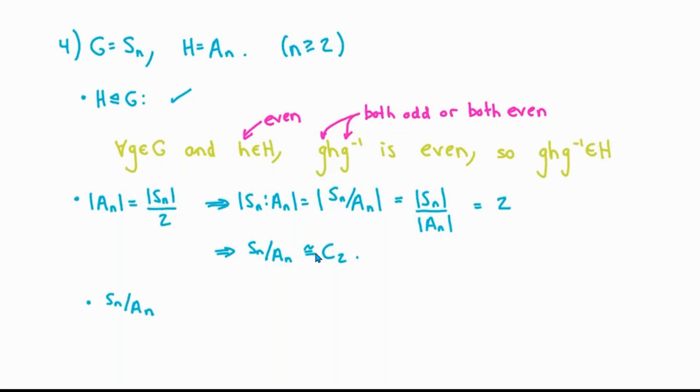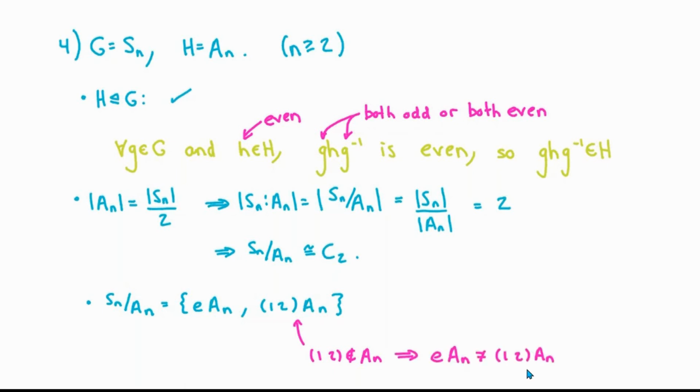Now, we can even be more explicit about what this isomorphism looks like if we just write out what the cosets in this group are. So first of all, of course, there's the identity coset, and then there's also the coset (1 2) times the alternating group. And to see that that is a new coset, you just need to observe that the transposition (1 2) is not an element of An, because it's a product of one transposition. So that means that the coset (1 2) times An is not the same as the identity coset. Well, if these are the two elements of this group, then of course the group is going to be generated by the non-identity element. So this shows explicitly that this group is a cyclic group of order 2.